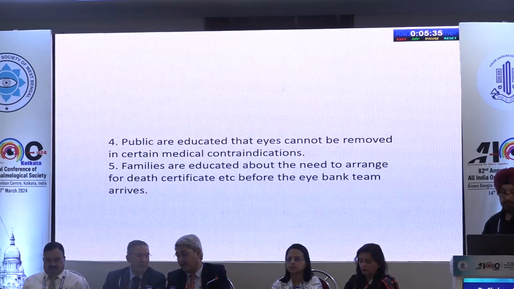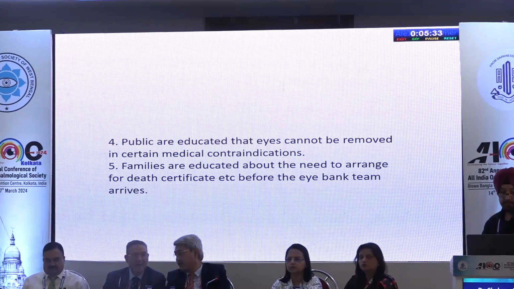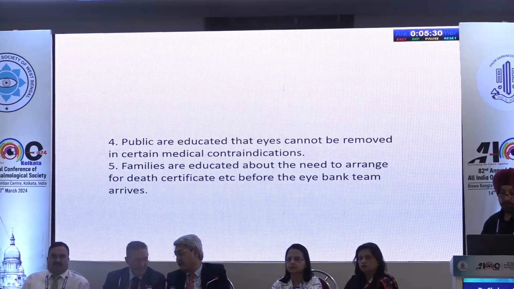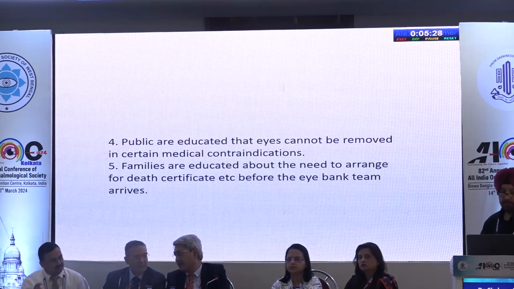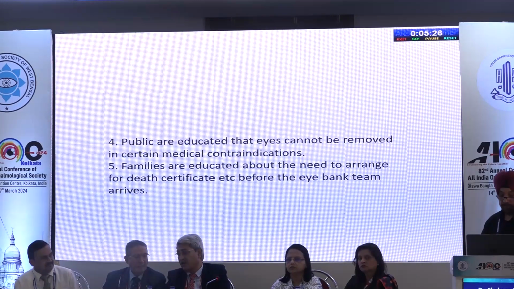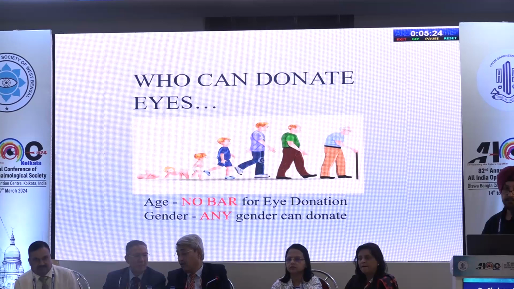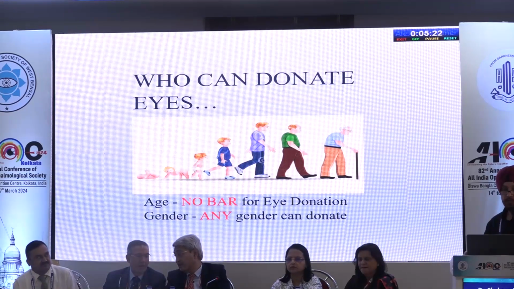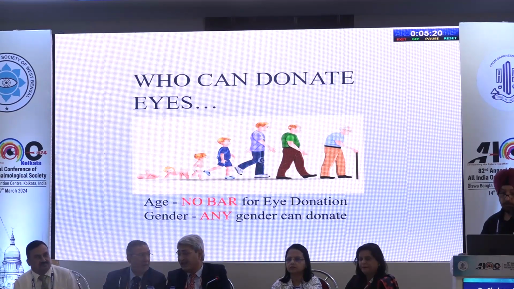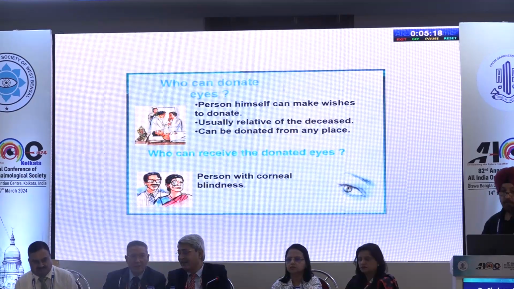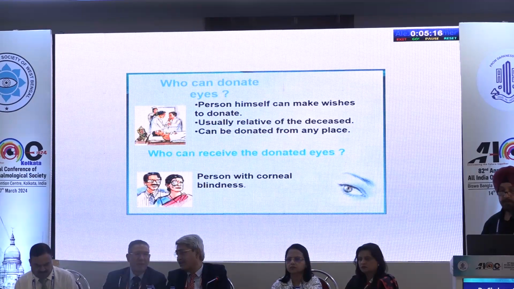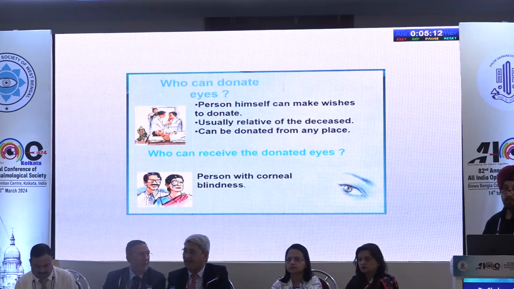The public are educated that the eye cannot be removed in certain medical contraindications. Families are educated about the need to arrange for a death certificate, etc., before the eye bank team arrives, so that would facilitate the eye banking system. So we need to educate them on who can donate: no bar, any age. Any person can donate eyes, and the person has to consent and the relative has to call the bank. And who can use this cornea?